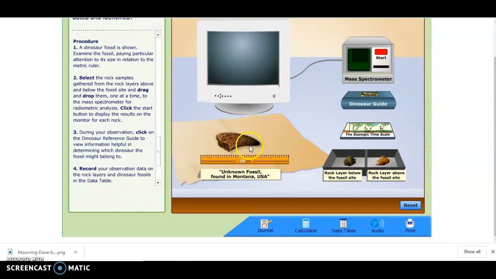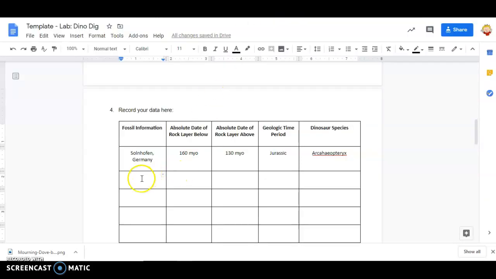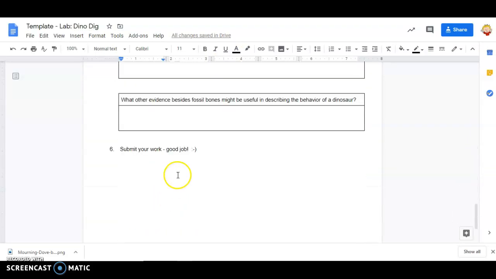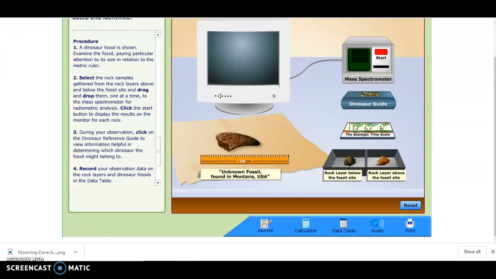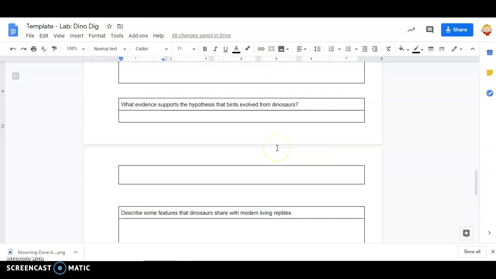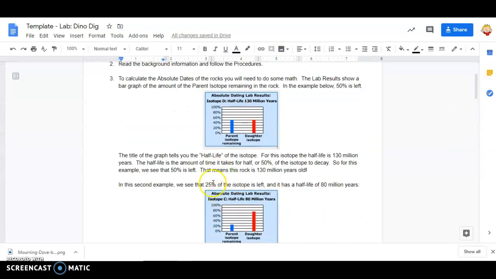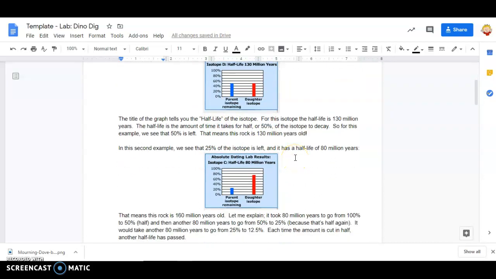and it gives you another fossil. And you just do the same steps. And then when you're done, you have journal questions to answer, and then you turn that in just like you would submit any Google Doc. All right, so I know that calculating absolute value can be a little bit tricky. That's why I put a little tutorial on it right here. And if you guys have any questions, if you're confused, send me a message through Schoology and I'll get back to you as quick as I can.